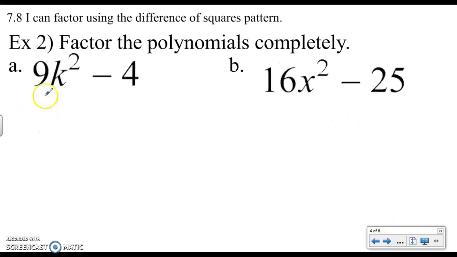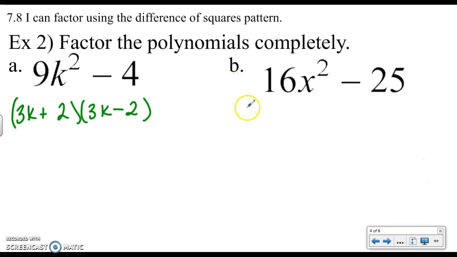Notice these are a little different because we have a coefficient up front, a leading coefficient there. So still checking: two terms, subtraction sign. Can I take the square root of 9? I can, it's 3. So I have a 3k split into two groups. And then the square root of 4 is 2. So using my pattern, I have a plus 2 and a minus 2.